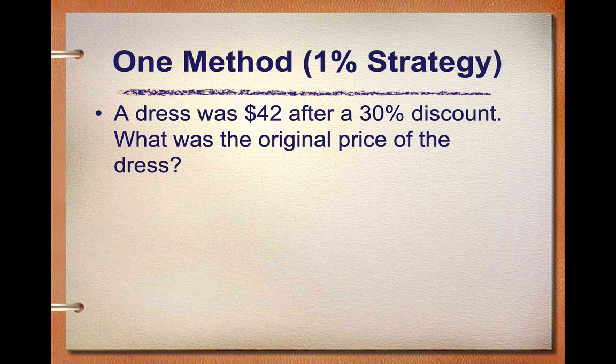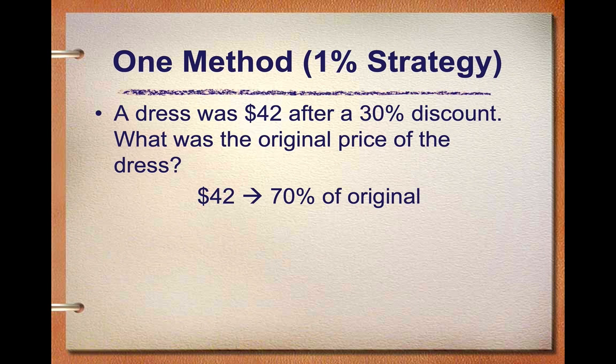Now with this one, it's interesting because we don't know what 100% was of the price. What does $42 represent? That's not 100%. Right, that would be 70%. And there's the key thought to begin with. $42 represents 70% of the original price.